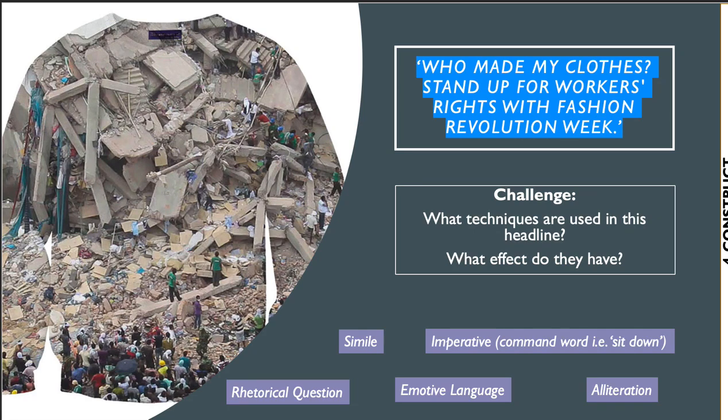Okay, so we're now going to have a look at the headline here. Who made my clothes? Stand up for workers' rights with Fashion Revolution Week. And your challenge is to identify what techniques are being used in that headline, and what effect do they produce. And so I've put some of the key techniques you might want to think about at the bottom here. I suggest you copy out this quote into your book, leave some space around it, and then highlight and label any of the techniques that you can identify. So you can use these to help you identify the methods and techniques used. And you can also think about your fire actions and your logos, ethos and pathos. Which of those do you think are being used there? Pause the video and complete that now.